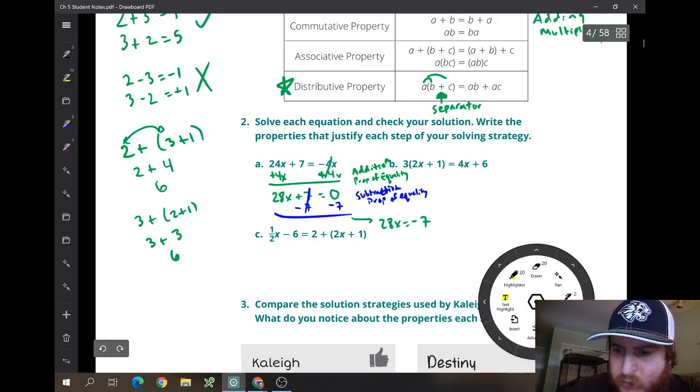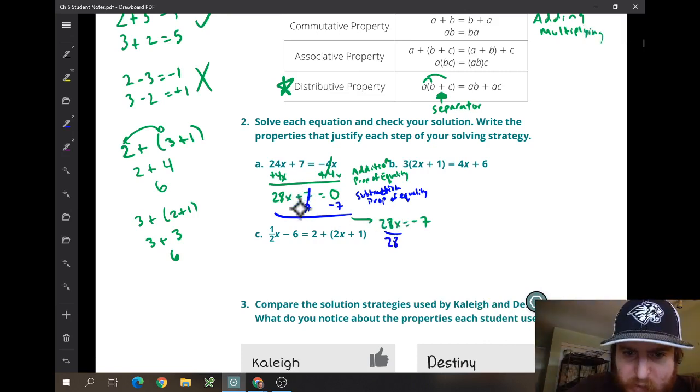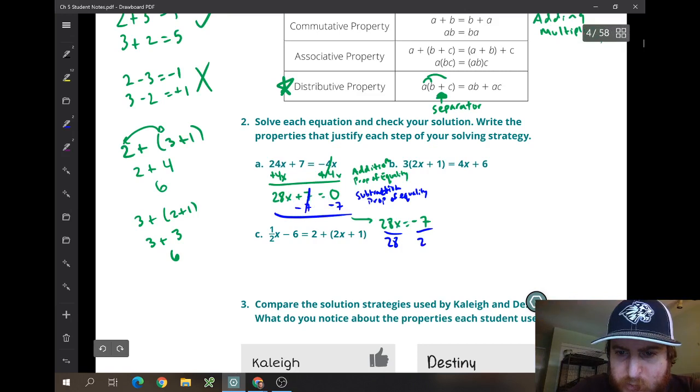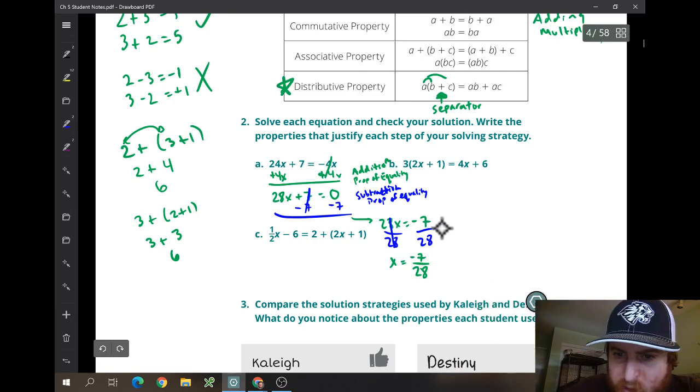So I want to remove the 28. It's being multiplied to x, so I divide. If it's being multiplied to x, I divide. If it was adding, like the plus 7, I subtract. I do the opposite. Those are called inverses. So the 28s cancel, and I get x is equal to negative 7 over 28. What property was this? This was the division property of equality.